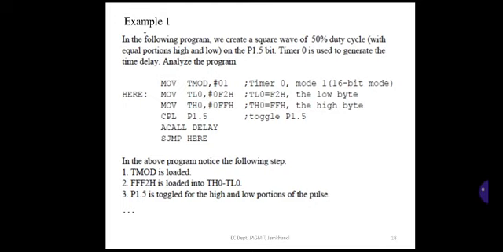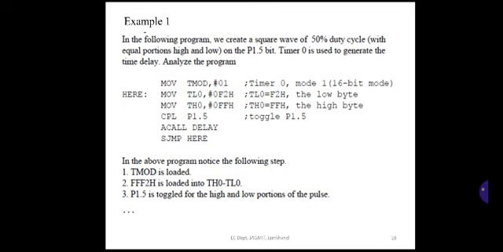P1.5 means port 1 5th bit. Timer 0 is used to generate time delay, analyze the program. So observe the example here. We are going to create a square wave of 50% duty cycle on the P1.5 bit. Timer 0 must be used. So recall TMOD register now. In the TMOD register, we are going to use timer 0 and mode 1.